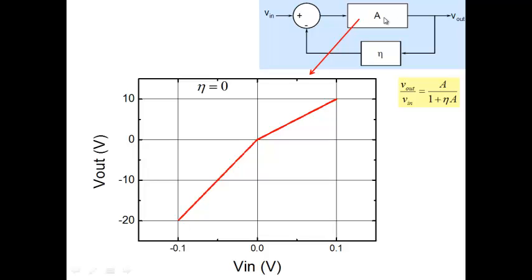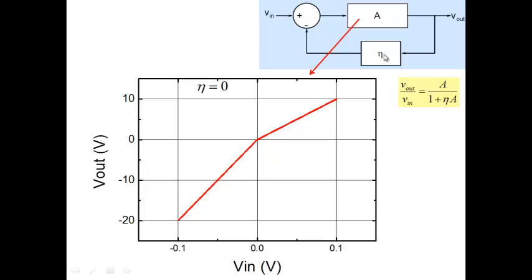So A is nonlinear. If I feed in a pure sinusoid, what will be the output of that? The positive peak would be, let's say, 10, and the negative peak would be minus 20. Highly distorted output. Okay, so this is my open loop amplifier.